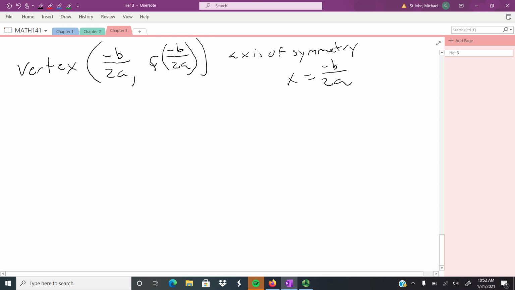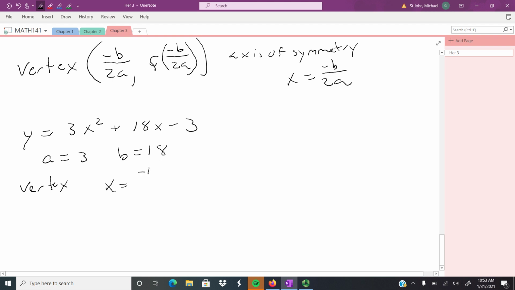So if I had y equals 3x squared plus 18x minus 3, the first thing I'm going to do is label our a and b. So a is 3 and b is 18. Now for my vertex, the x-coordinate is going to be minus 18 over 2 times 3. So minus 18 over 6, which will give us negative 3.